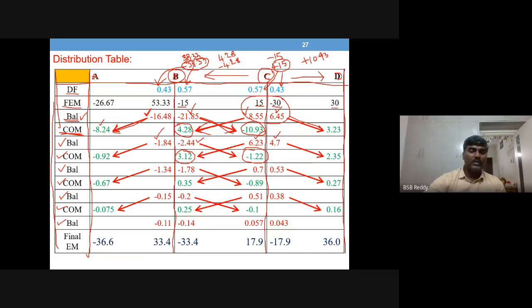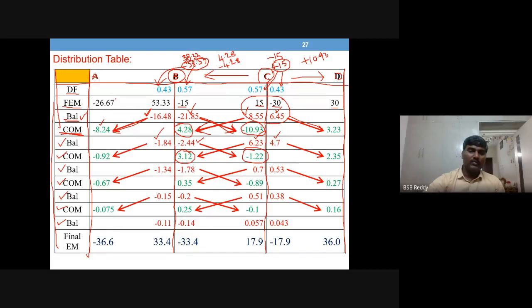We will balance and stop, because you see, joint C is having almost zero. The balance value is 0.057 and here is 0.1. So I'm going to stop with this accuracy. I feel that when compared to 53 kilonewton meter, 0.1 kilonewton meter error is okay for me. That's why I stop here.